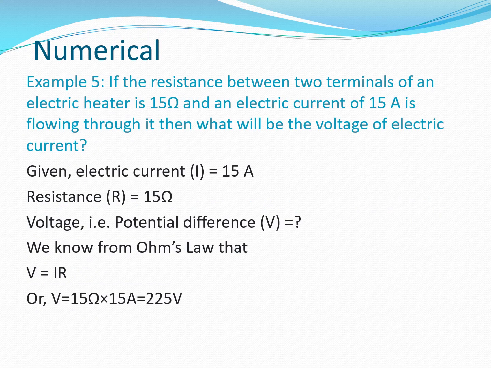Another one. If the resistance between two terminals of an electric heater is 15 ohm and an electric current of 15 ampere is flowing through it, then what will be the voltage? Start. Given data, current I is equal to 15 ampere, resistance 15 ohm. Now we need to find out potential difference, voltage. So from Ohm's law, we get V is equal to IR. Just substitute the values, 15 ampere into 15 ohm. 15 15s are 225. What is the unit for potential difference? Volt. So the answer is 225 volts.